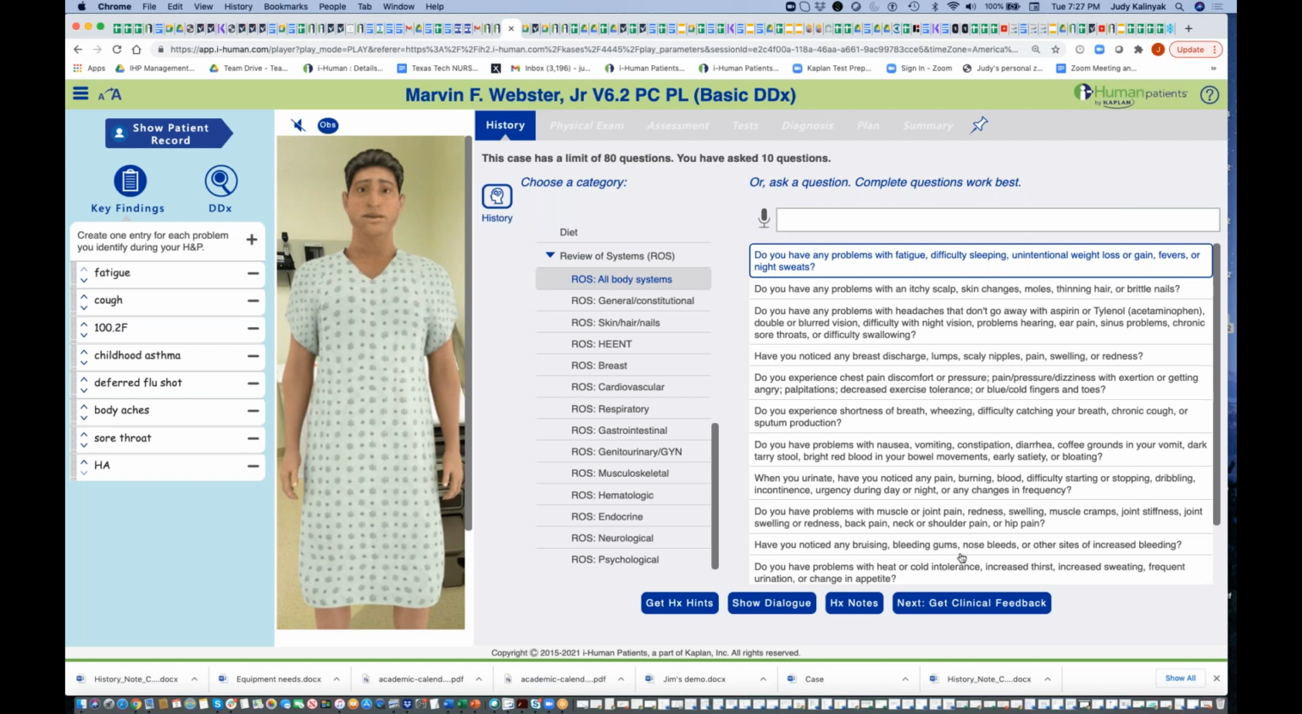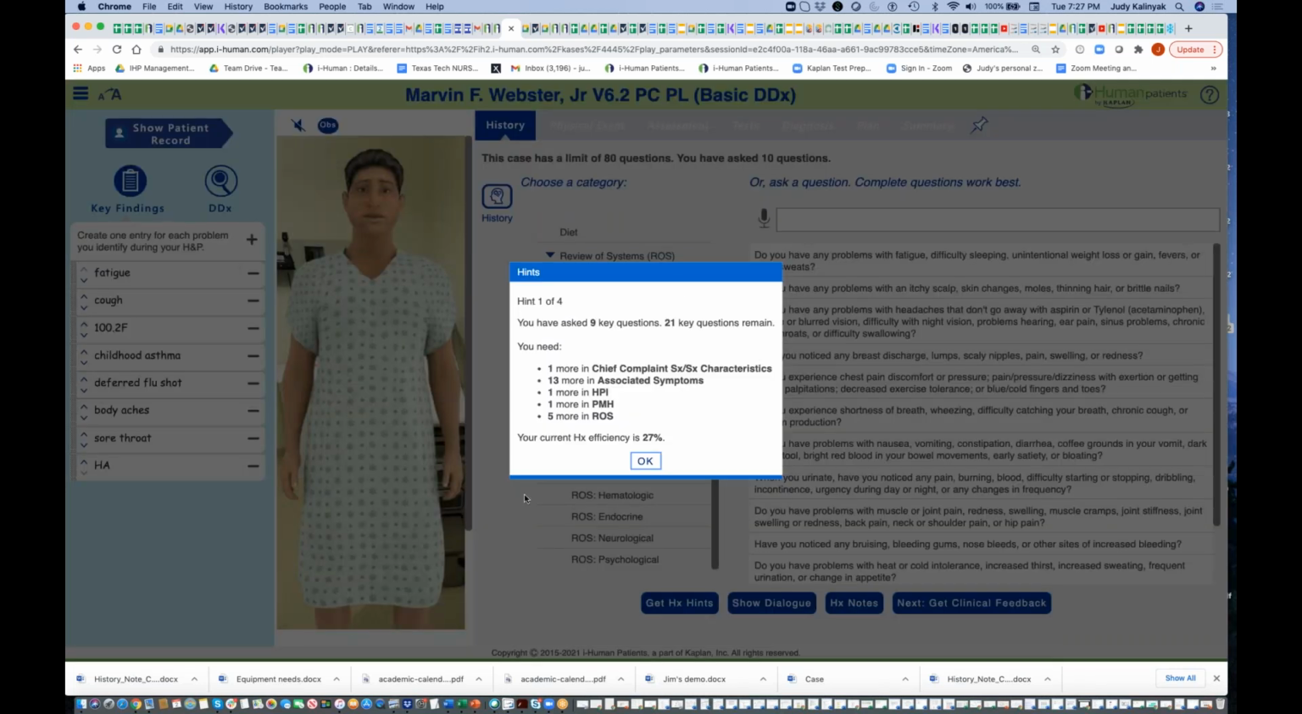exam, which is what it appears he has, since I have a chart and he was seen less than 2 months ago. When I'm done with all of that, I can, if my professor has given me this button, look at history hints. You can see there's about 30 questions for a focused exam, and it's telling me, well, you've got a whole bunch more questions. You need more characterization of all those symptoms. Well, we didn't really even scratch the surface there.